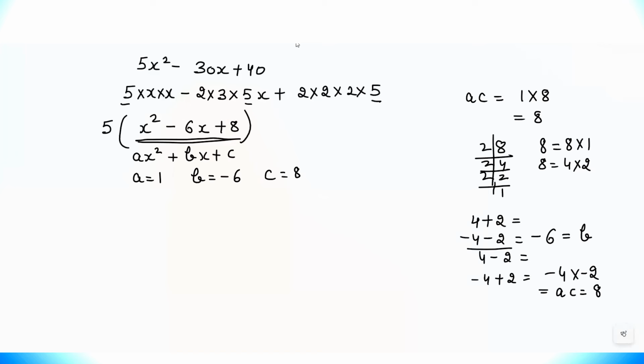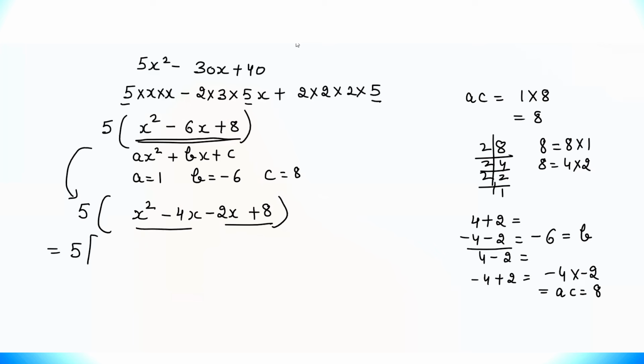That means I'll write here 5, which is already there. We will not leave this 5, but inside the bracket we'll write x squared minus 4x minus 2x plus 8. Then first two terms, next two terms. From the first two terms, I can take x common. x minus 4 is left. From the next two terms, I can take minus 2 common. What is left? x minus 4 is left.